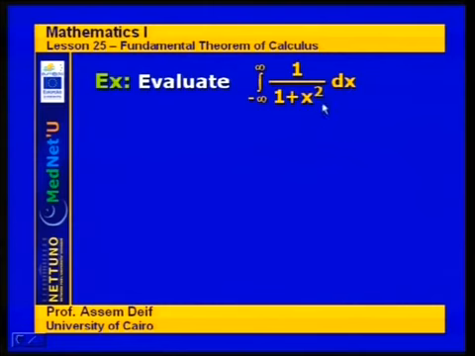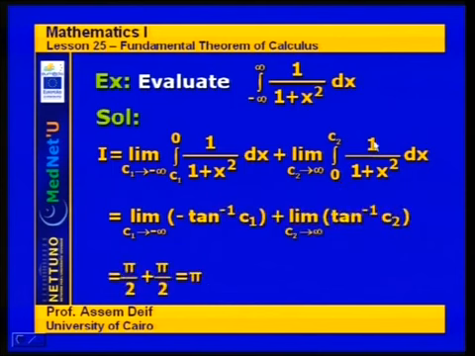For example, evaluate this integral. It is the same, but here you have from minus infinity to infinity. Doesn't matter. You may decompose your interval from c1 to 0 and from 0 to c2, and then you take the limit when c1 tends to minus infinity and c2 tends to infinity in order to scan the whole domain. You can do this, or, since this function is even, you may consider twice the integral from 0 to infinity.